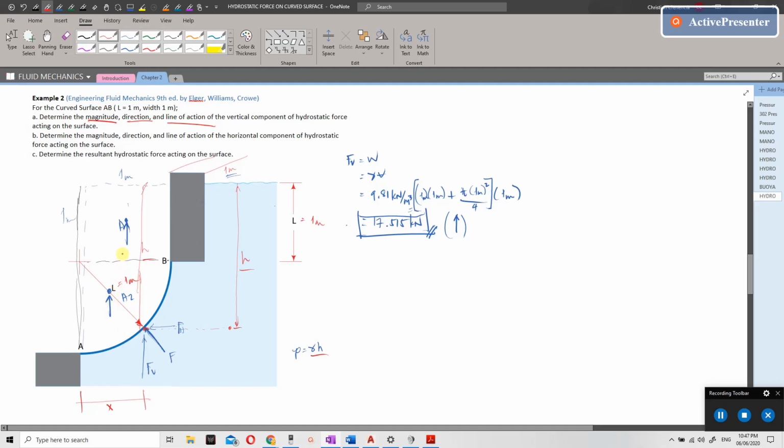Then we have a distance here. This is easy: this is 0.5 meters, so just half. But in this case, for the quarter of a circle, from point A, the distance is 4r over 3 pi, where r is 1, so 4 over 3 pi. So we take the moment of areas about this axis passing through point A.